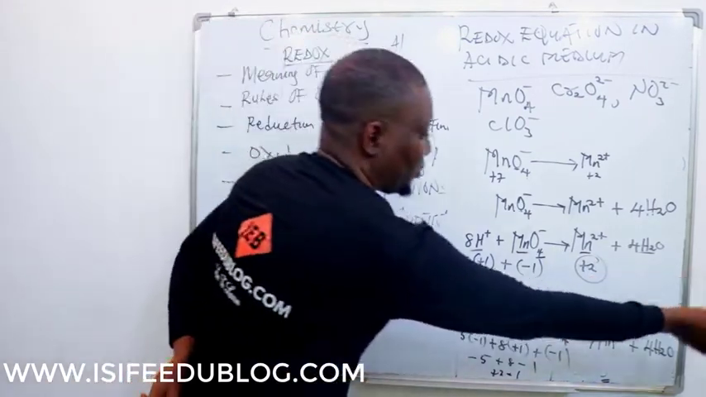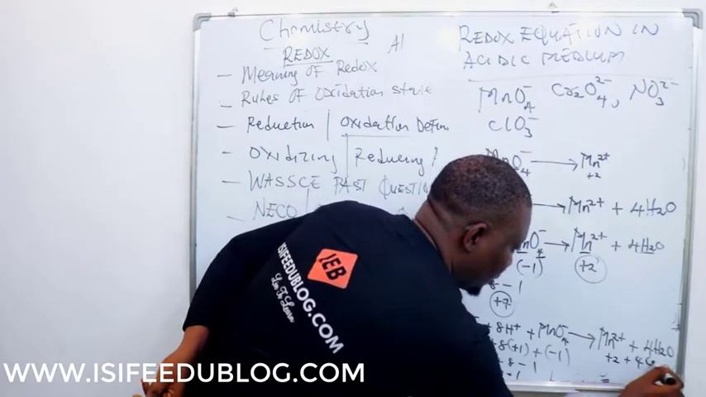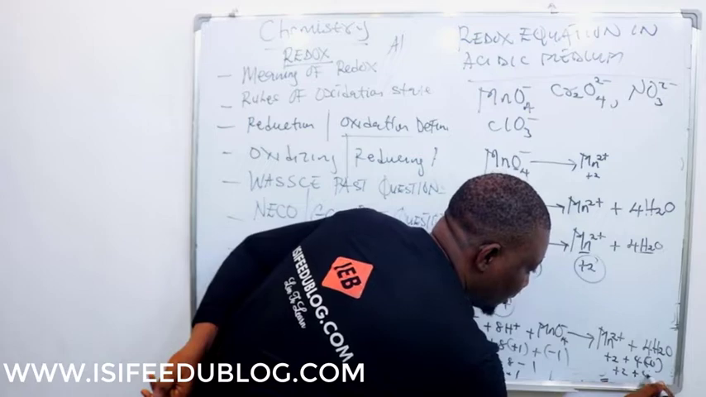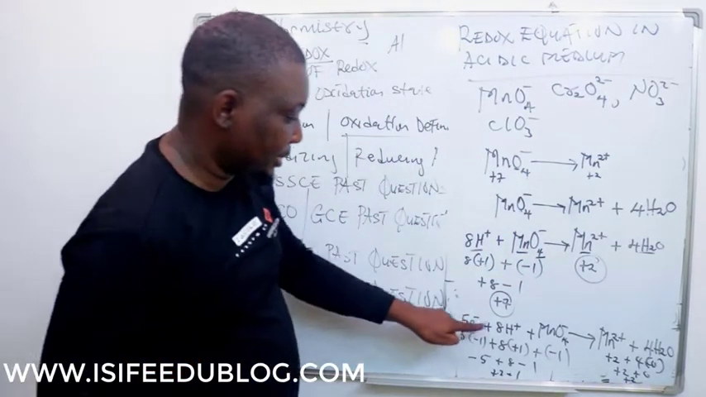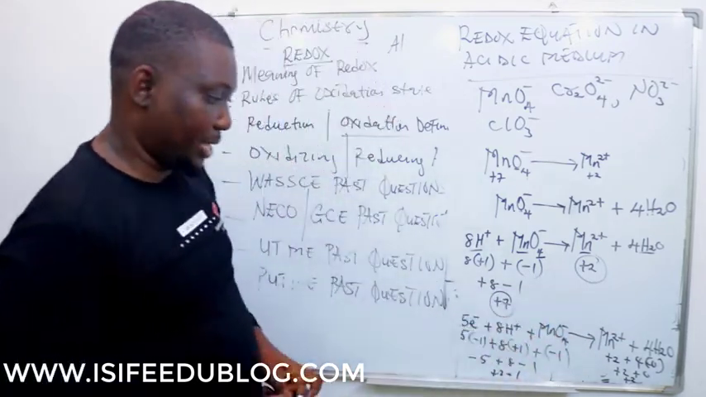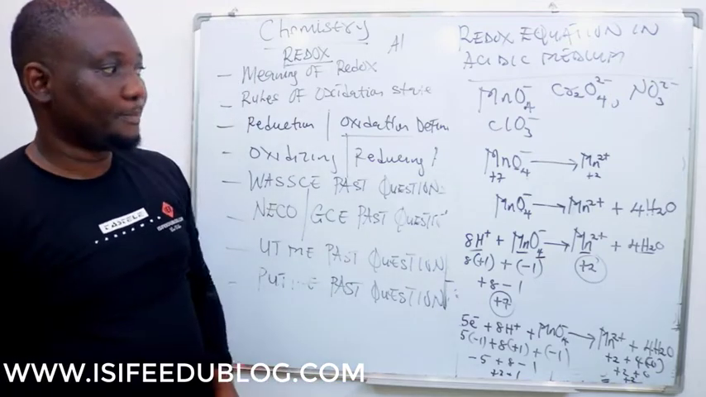This side will definitely be plus 2. Here the only charge we have is plus 2 plus 4 multiplied by 0. Remember the rule here. Here is what? Plus 2 plus 0. Plus 2 plus 0 is still plus 2. So atomically, this equation is balanced. And then ionically, or by charge, this equation is also balanced.